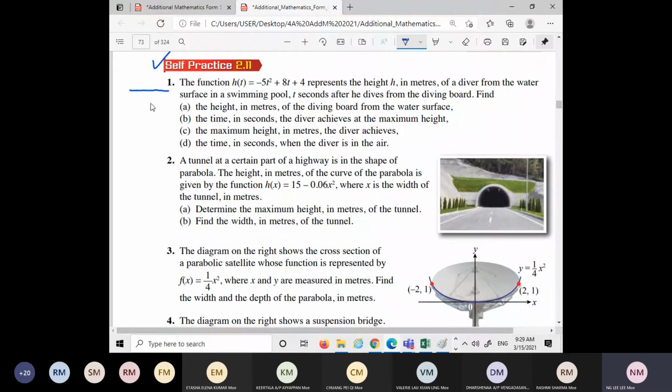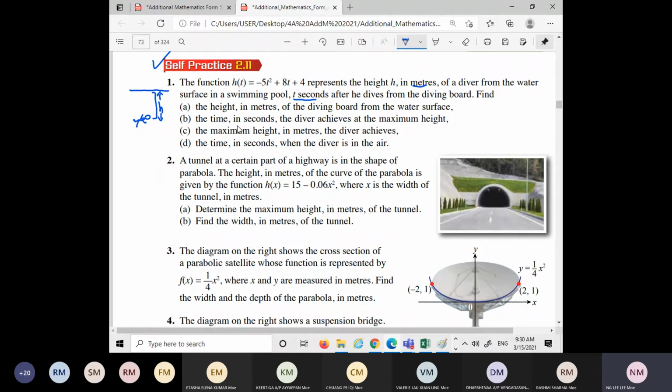Here is the water surface. For example, the diver is here. So this is the H. The height is measured from the water surface. And then T is the time. T is the time in seconds. Then the height is in meters.